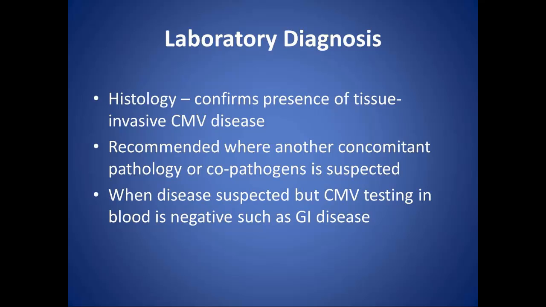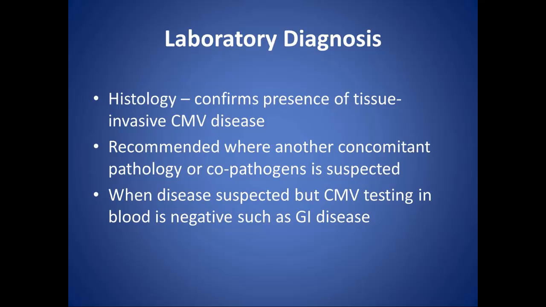Well, we kind of talked about this a little bit earlier. We can look at histology, so that's actually getting tissue. That's not really practical in everybody because it's invasive, and you may be able to make the diagnosis in other ways, but sometimes you do have to do histology. So if you have a case where you suspect CMV disease, but the blood serology or the blood PCR is negative, then those patients may have to have a biopsy.